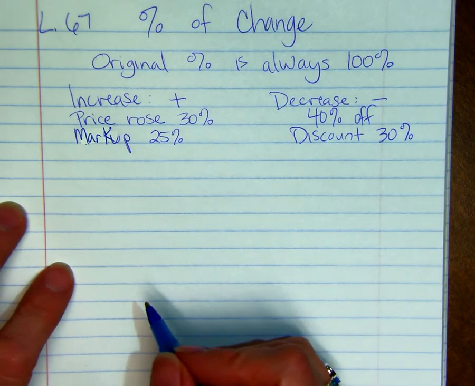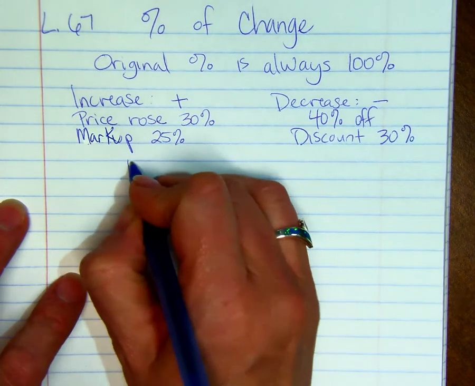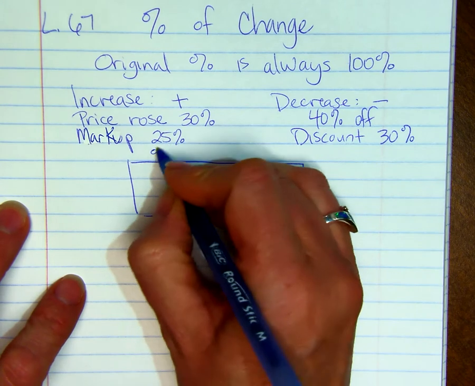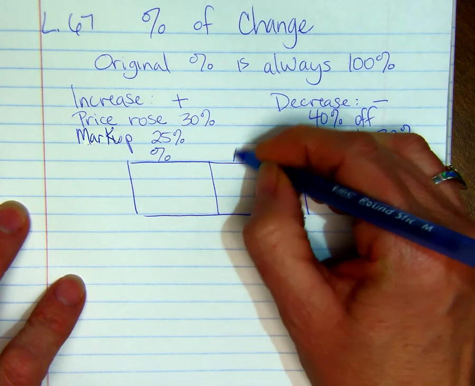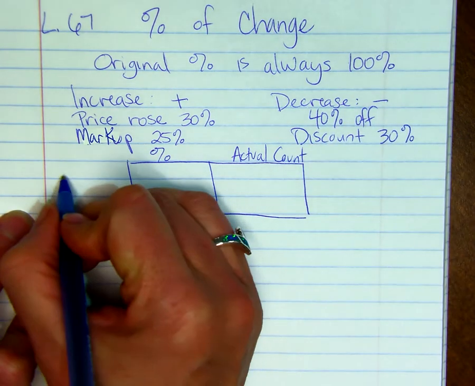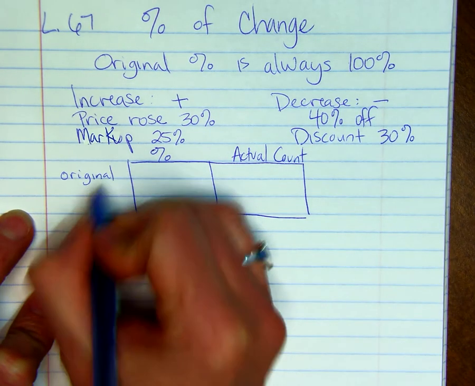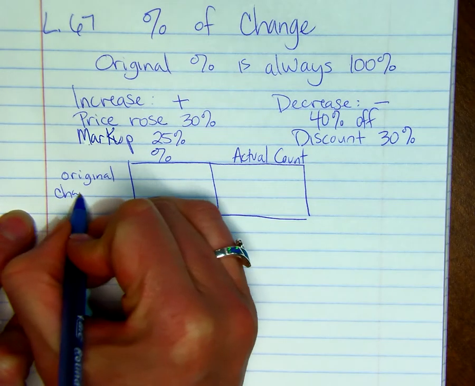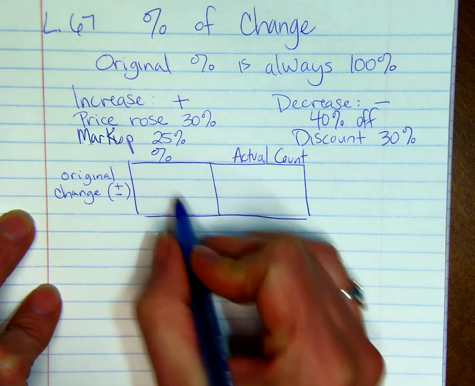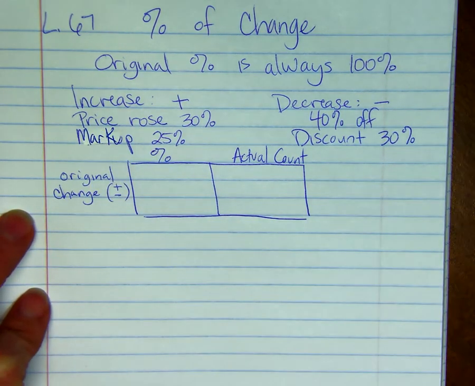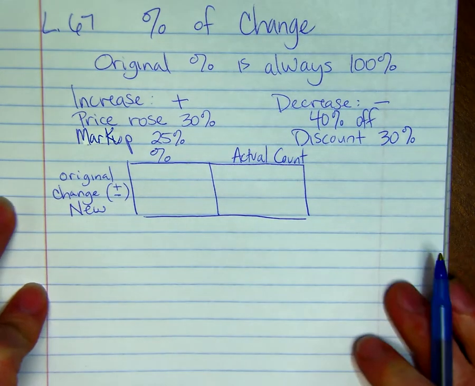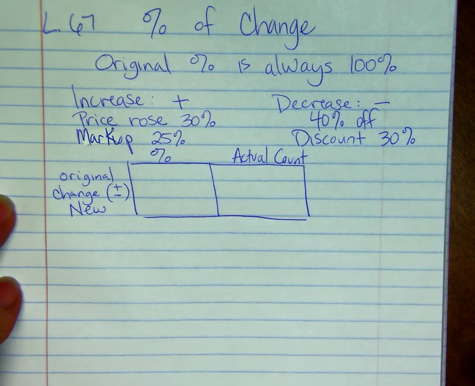We use a ratio box. This time we're going to have a percent and an actual count. We start with the original, then we're going to have a change. Now this change is going to be added or subtracted depending on if it's an increase or a decrease. And then we're going to have a new. So we can use this anytime there's a percent of change.